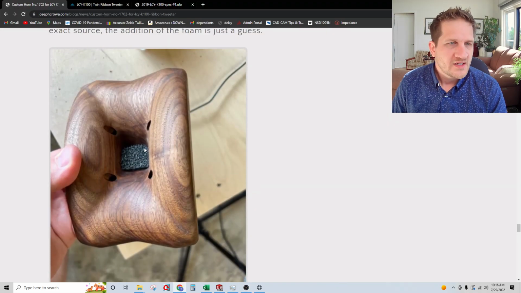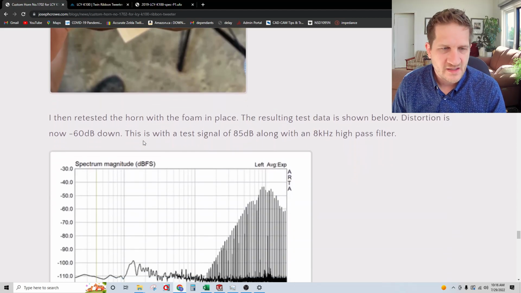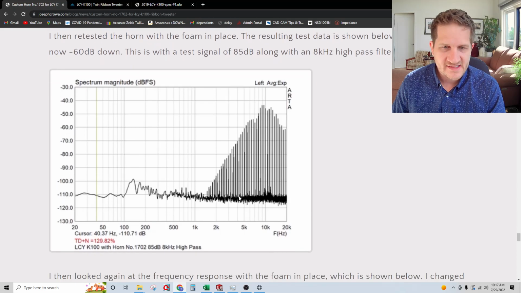Yeah. So what I decided to do is add a little block of 30 ppi open cell foam into the throat. And if this is a resonance that we're seeing in that part of the frequency, then we'll see if that actually helps. And so simply by adding the foam, you can see that we are improving the distortion by a significant amount. And so I would say the distortion is now minus 60 dB.